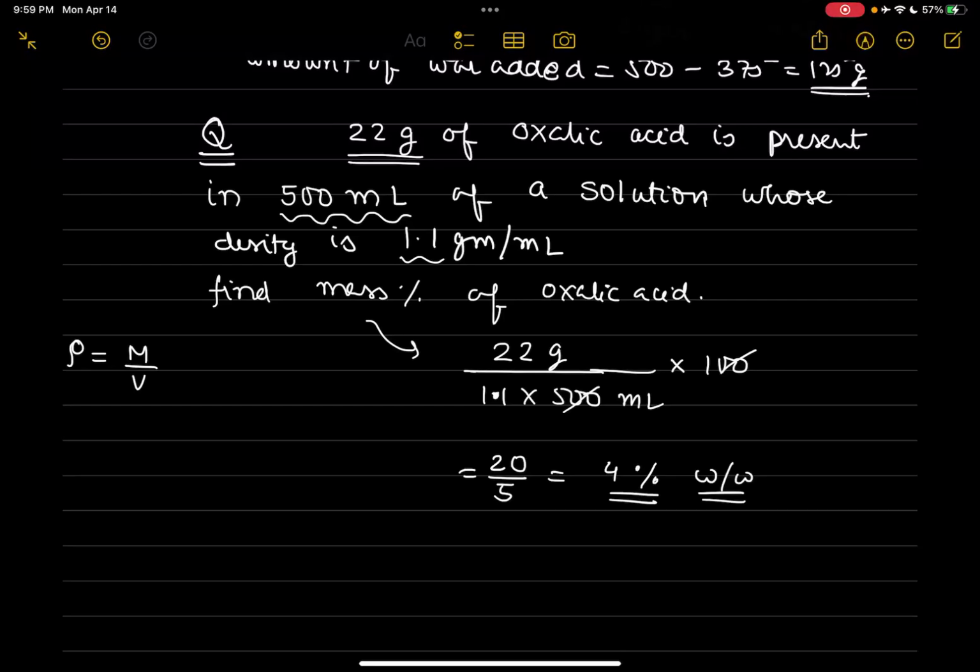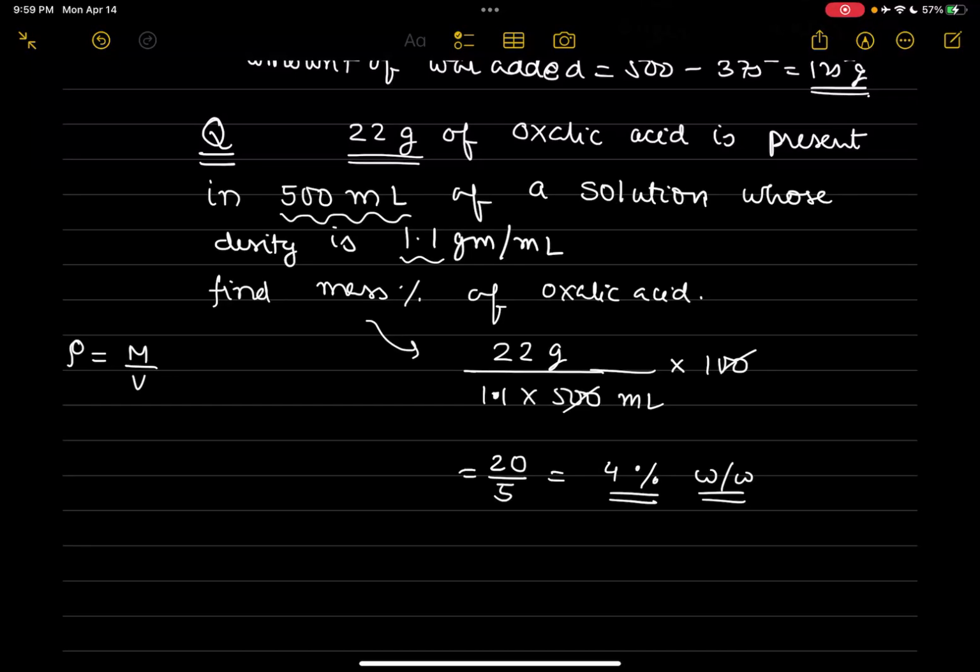Any doubts in this? No. So if the volume is given, you need to get the total mass by multiplying the total volume with the density of the solution. Is that clear? Okay.